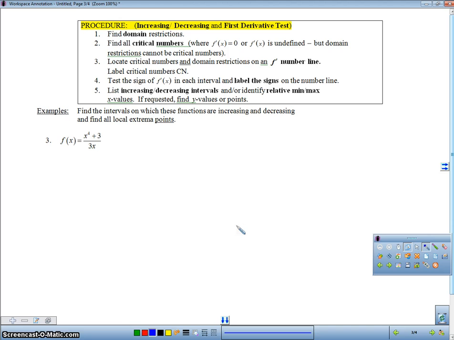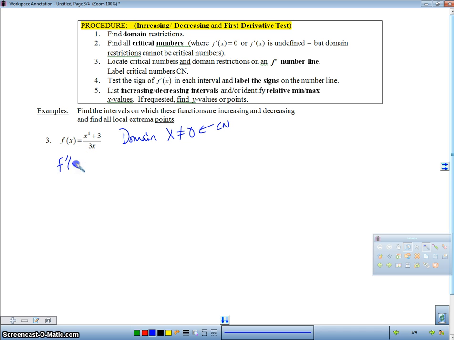We've got f of x equals x to the fourth plus 3, over 3x. So first of all, our domain is x cannot be equal to 0, because we have it in the denominator. So this is actually going to be a critical number, so we'll put that on our chart when we get to it.